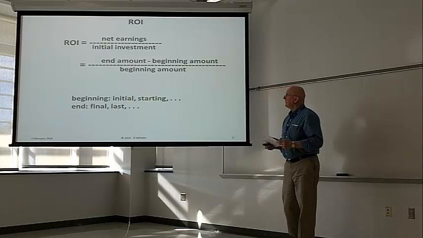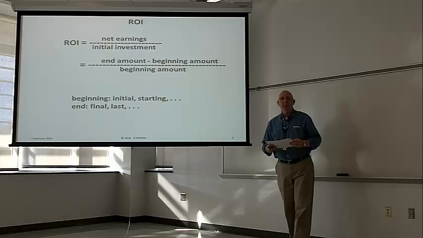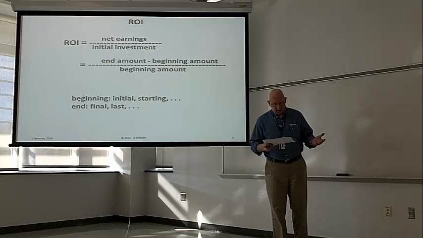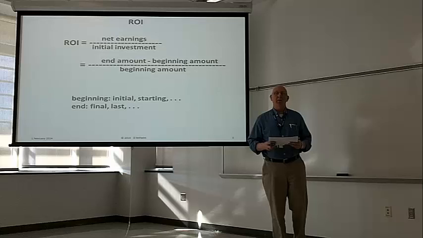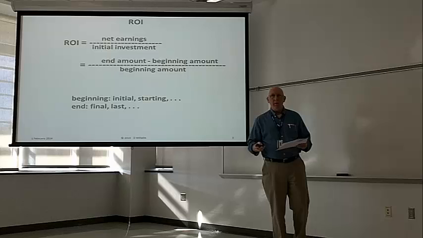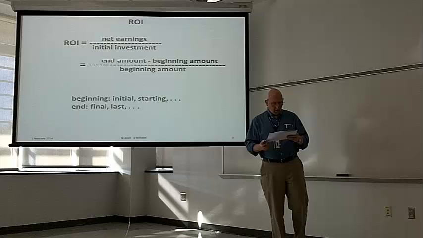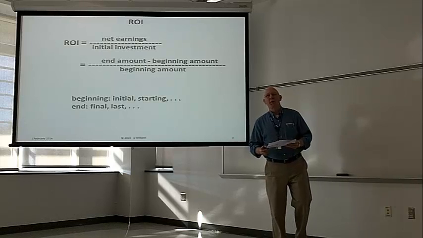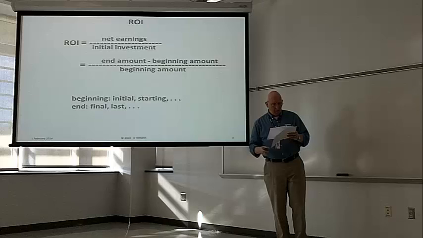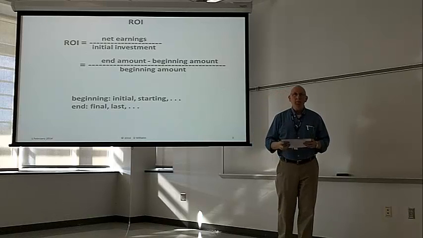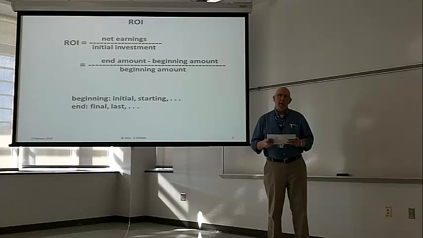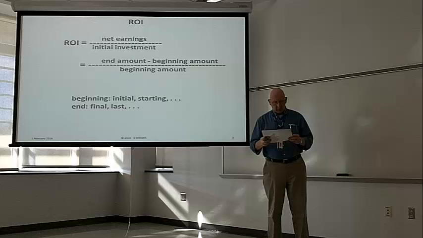The simplest equation of return on investment is simply the net earnings divided by how much you invested. So whatever extra you get back, divide that by what you invested, and there's your return on investment. Or another way is the end amount minus the beginning amount divided by the beginning amount. And if that end amount minus the beginning amount looks like your net earnings, well, you're absolutely right.